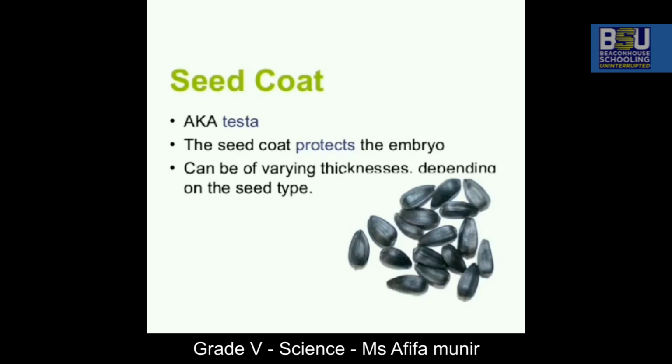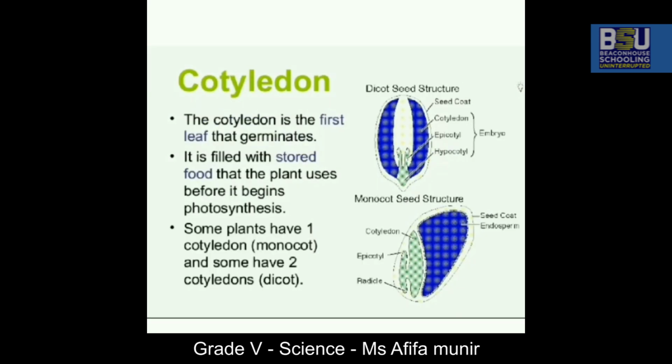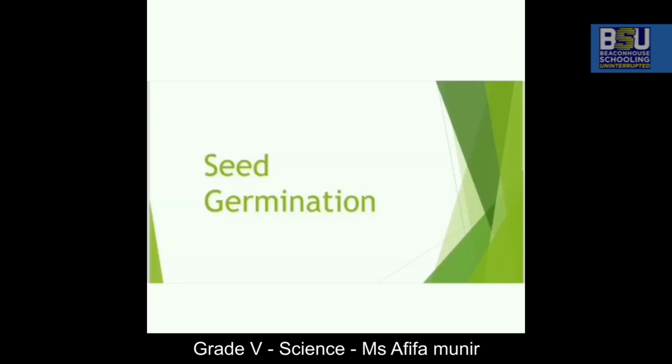Then there is a seed coat. The seed coat protects the embryo. It can be of varying thickness depending upon the seed type. Every seed has a different thickness. Then there are some plants that have one cotyledon, called monocots, and some have two cotyledons, which are called dicots.